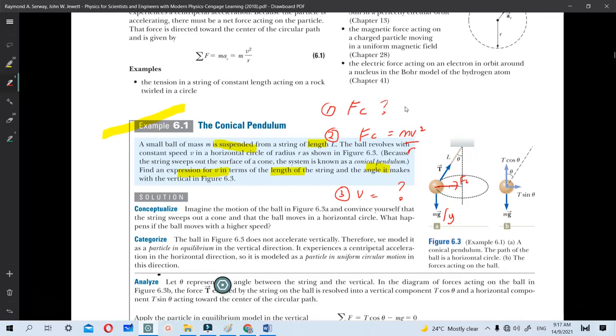So no, mg would not supply centripetal force. So let's now look at the tension. So we notice that if we open up the tension, T cos theta, T sin theta, this T sin theta will give us the equivalent of the centripetal force. Now ask yourself why? Because it is pointed towards the center.